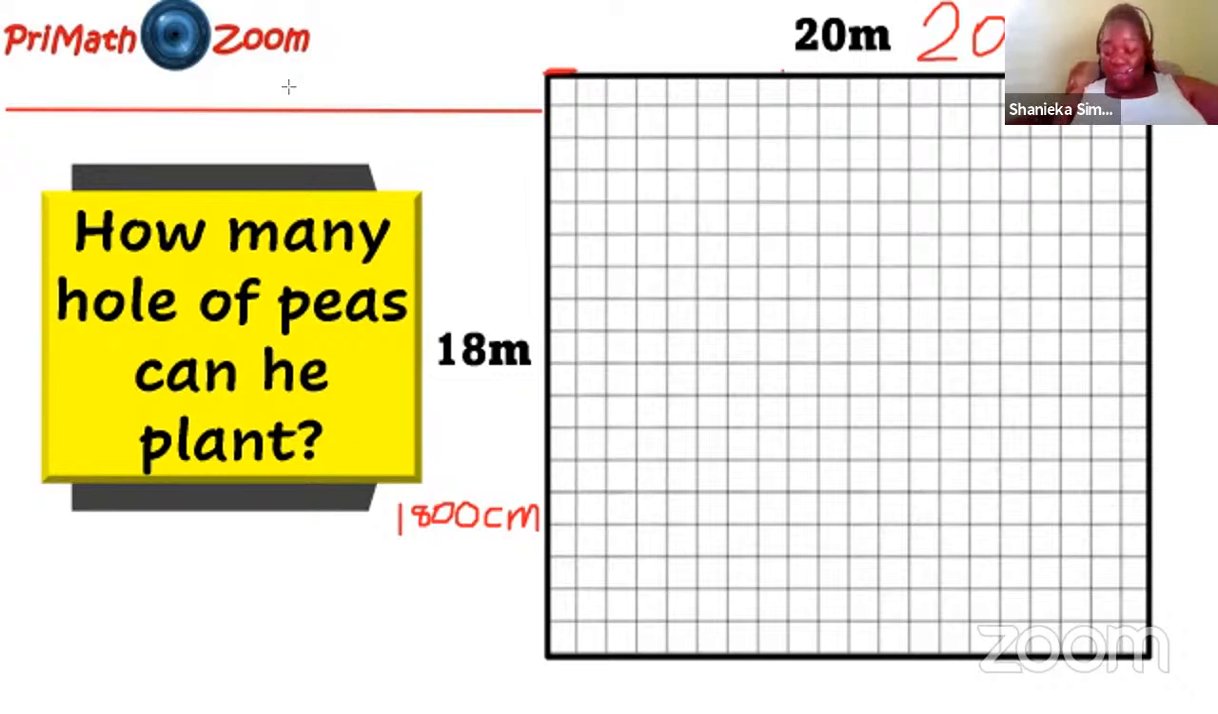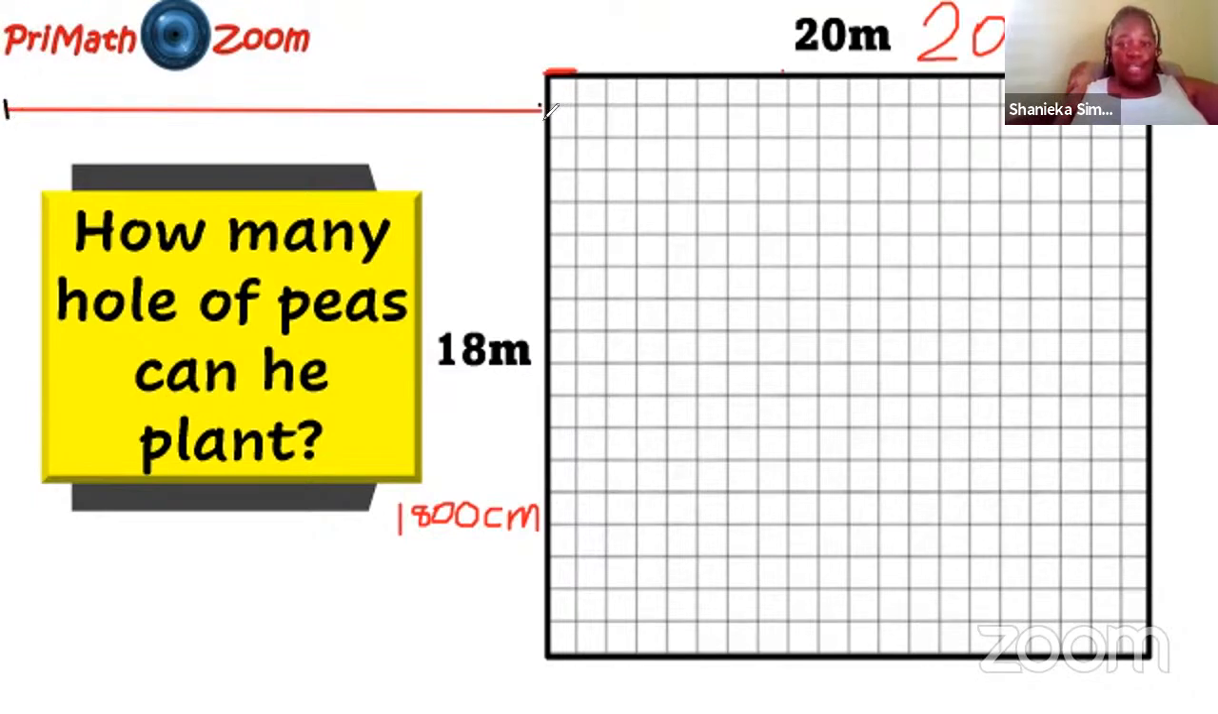So since you have gone to that part, I wanted to ask, what do you think? How do you think we can now figure out how many peas we can plant in 100 centimeters? While you think about that, I'm going to demonstrate here because I also want my students on YouTube to understand what is happening.